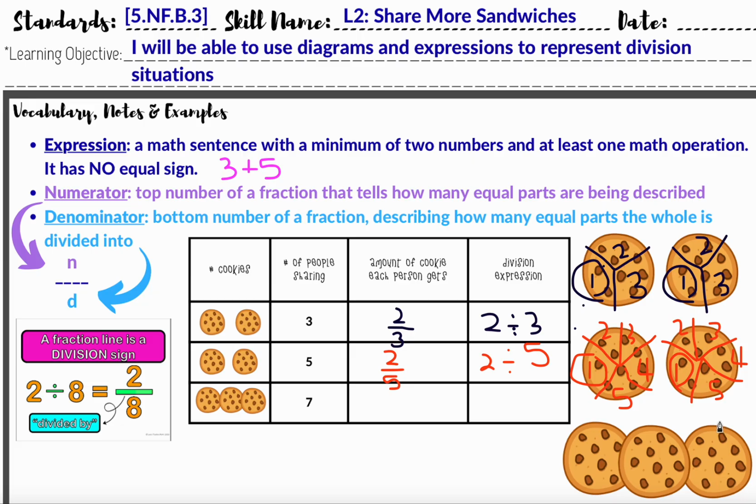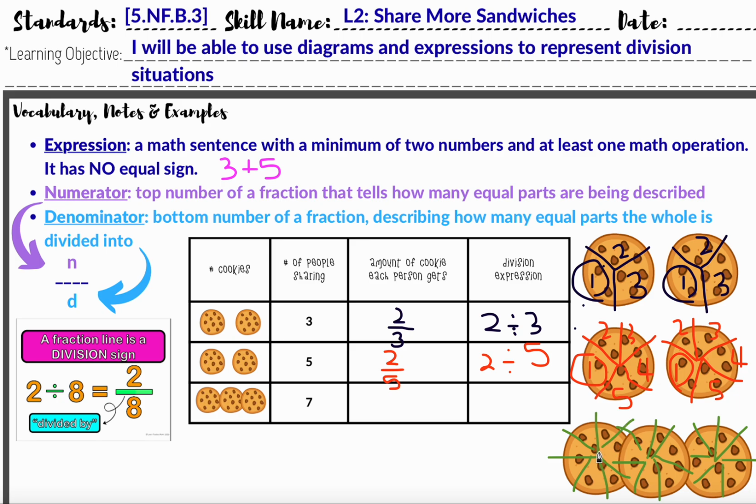Okay, so I'm going to divide each cookie into 7 parts. So 1, 2, 3, 4, 5, 6, 7. Just pretend they're the same, okay? My drawing looks horrible because I'm using a computer, but because you're going to be doing it with your hand, it's going to be easier for you to create those equal parts.